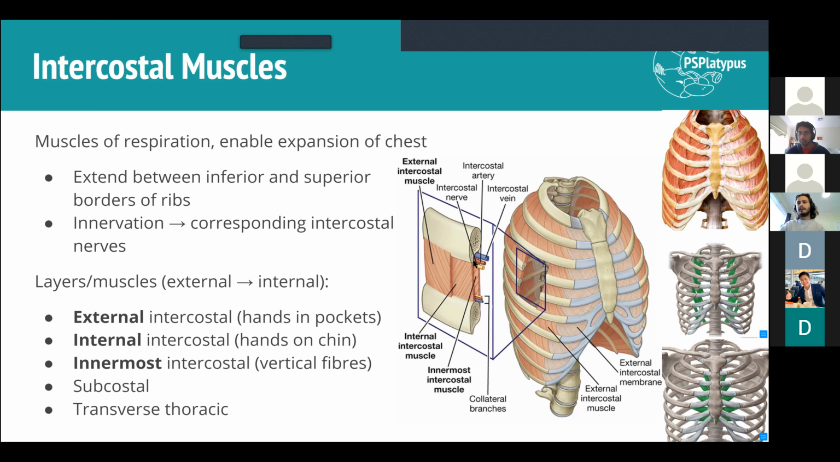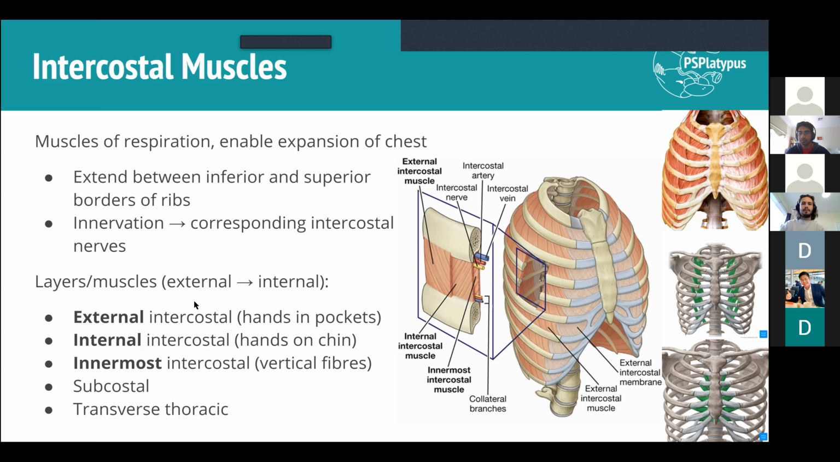But basically they run around in sort of these layered rings in between all of the ribs. And so it makes sense, for instance, that this nerve would be innervating these intercostal muscles in this intercostal space.